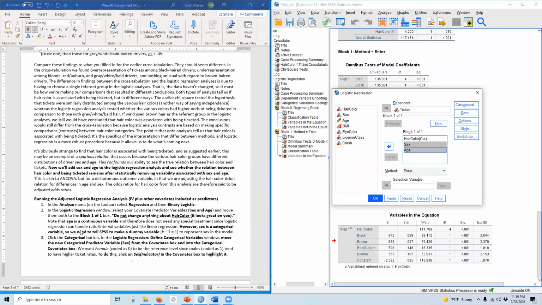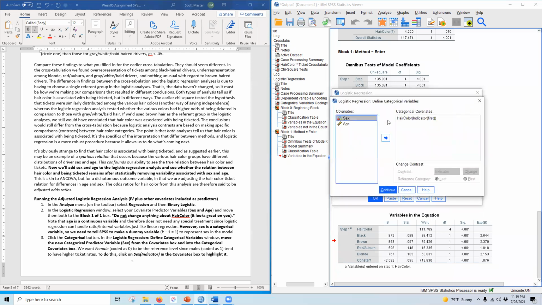However, sex is categorical, so we need to tell SPSS to make a dummy variable for sex. Well, there's only 2 levels, so number of levels minus 1 is 1 dummy variable. So we click categorical. We take sex, we move it to the categorical box. And again, do we want last or do we want first? Well, how was it coded? All right, so we want female coded as 0 to be the reference level, since males coded as 1 tend to have higher ticket rates. So female coded 0 wouldn't be last, it would be first to make them the referent.